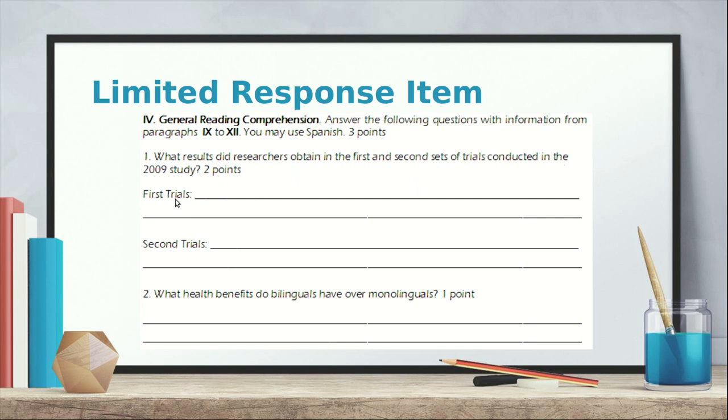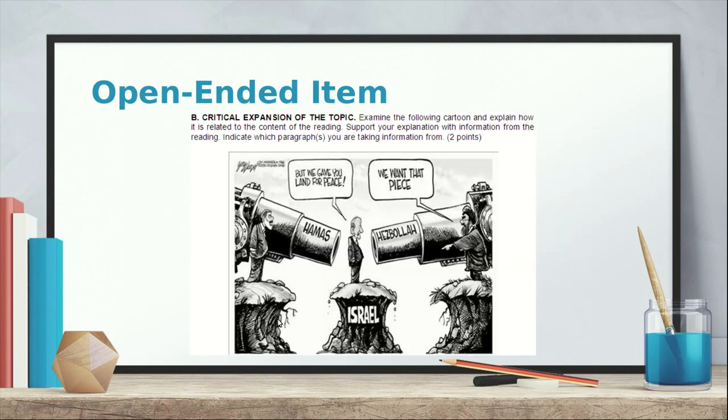So first trials, results, 1 point. Second trials, results, 1 point. See what health benefits do bilinguals have over monolinguals, 1 point. Just mentioning one among many benefits will give them the point. We have an open-ended item as part of a reading cycle. This is also important to see if students can go beyond the text and develop some critical thinking.